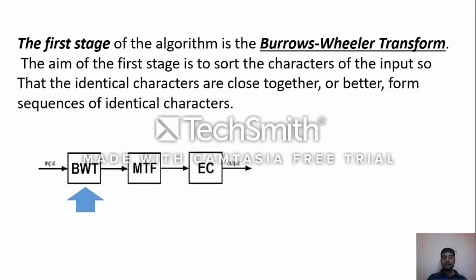What is done in these stages? The first stage of the algorithm is the Burrows-Wheeler transform. The aim of the first stage is to sort the characters of the input so that the identical characters are close together, or better, form sequences of identical characters.